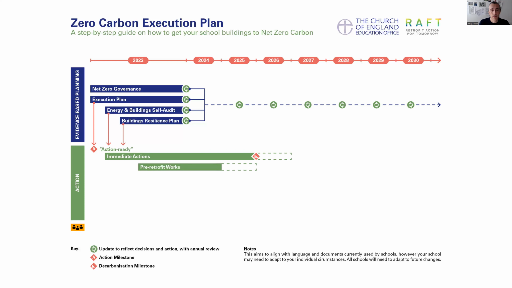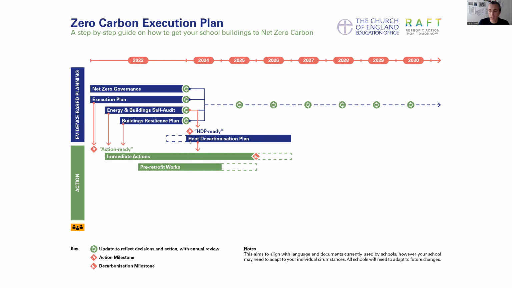We then talk about pre-retrofit works. So this is making sure that you are retrofit ready. And we then talk about bringing in a heat decarbonisation plan. And this of course feeds in from the energy and buildings self-audit, so information that's already been gathered can be fed into that. And then the heat decarbonisation plan can lead into immediate actions.